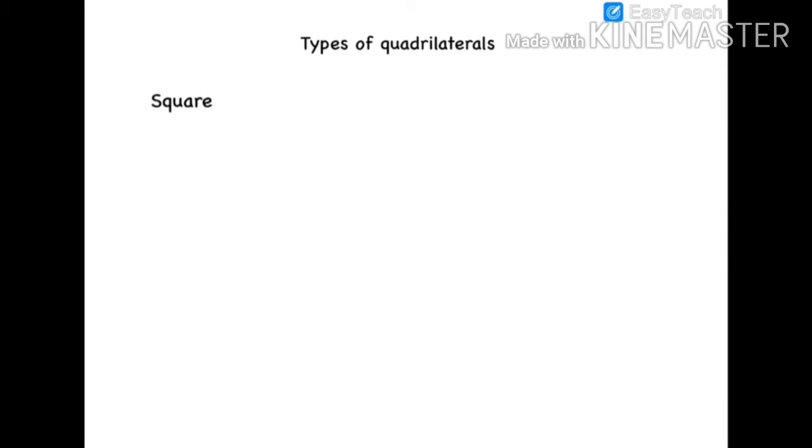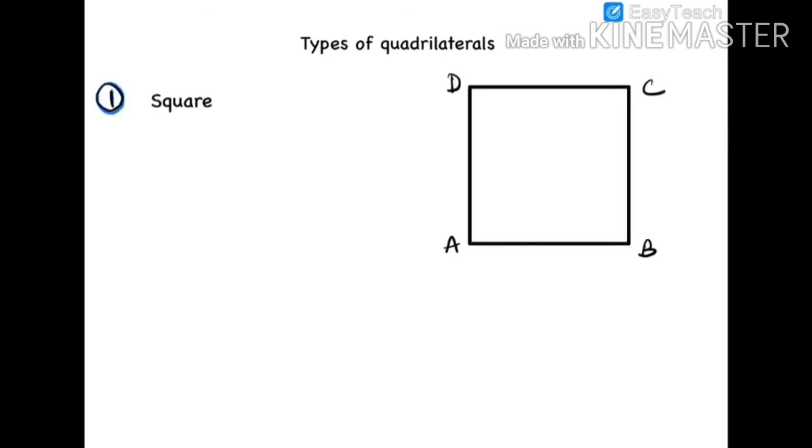So let's start with the simplest type of quadrilateral, which is called as a square. A square is a quadrilateral in which all sides are equal.